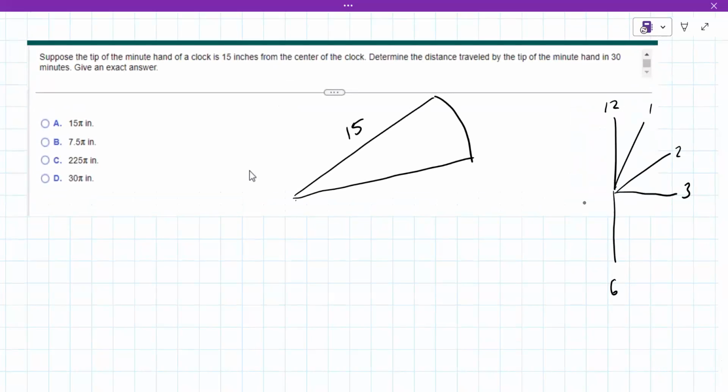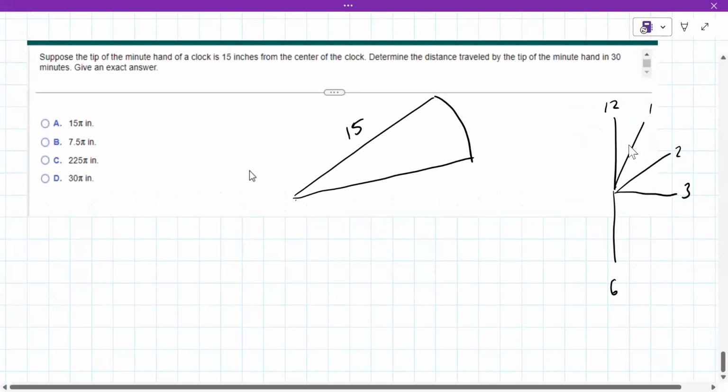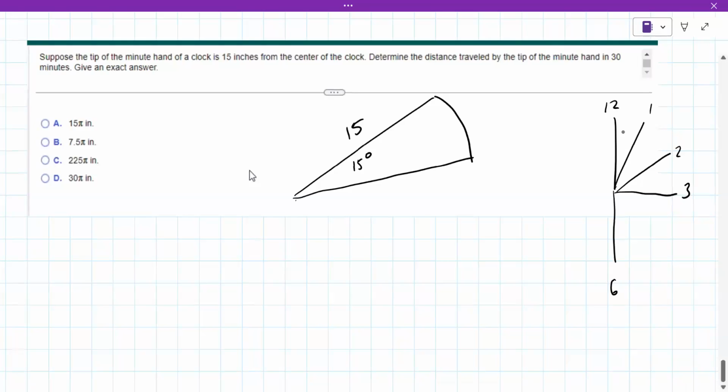So 1 hour would be 30 degrees, but we only are going half an hour. So that's half of 30, 15 degrees. 15 degrees, well, we have to multiply by pi over 180 to make it in radians. So the distance traveled, S equals R theta, is 15 times 15 times pi over 180.